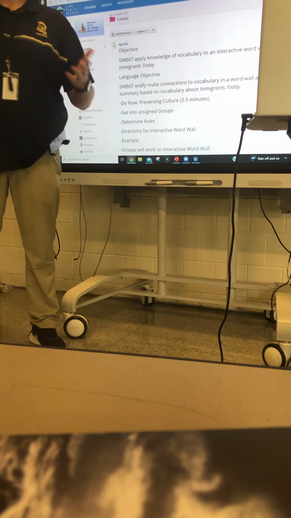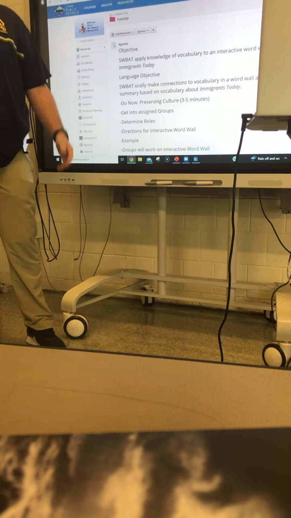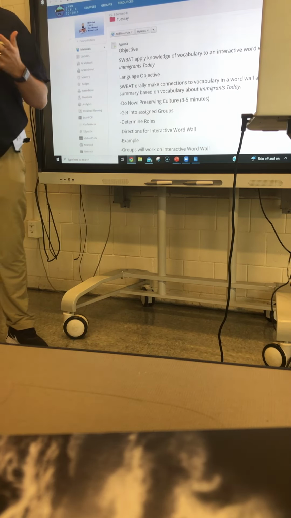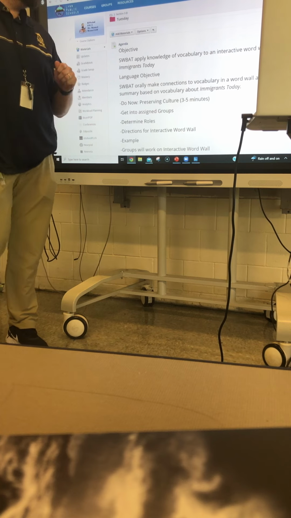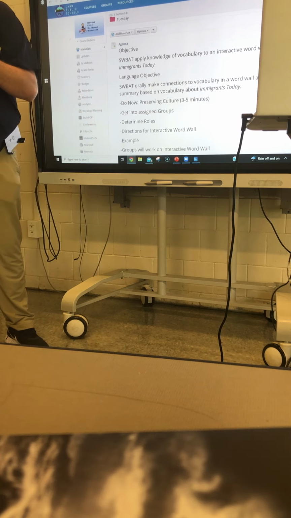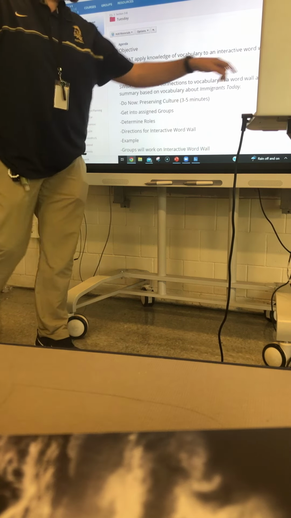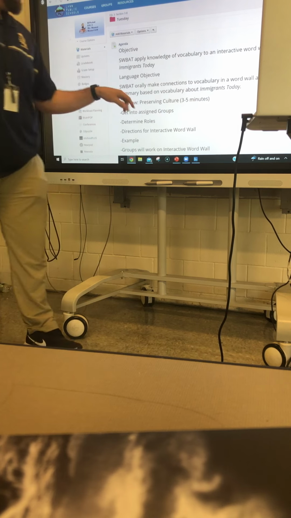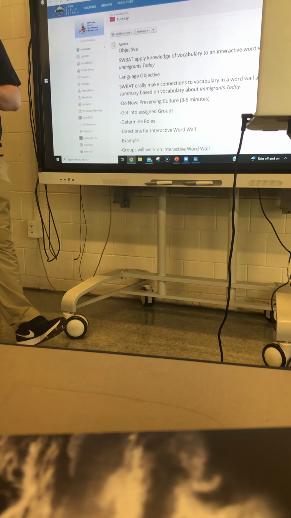To start our objective, you guys are going to be using your knowledge of vocabulary to do an interactive word wall. And I'll explain what that means. It sounds confusing now, but we're going to go over it. So two things you're going to do. First, orally, so speaking-wise, you're going to explain how vocabulary words are connected, and then at the end, you're going to be writing a summary about our story, Immigrants Today.